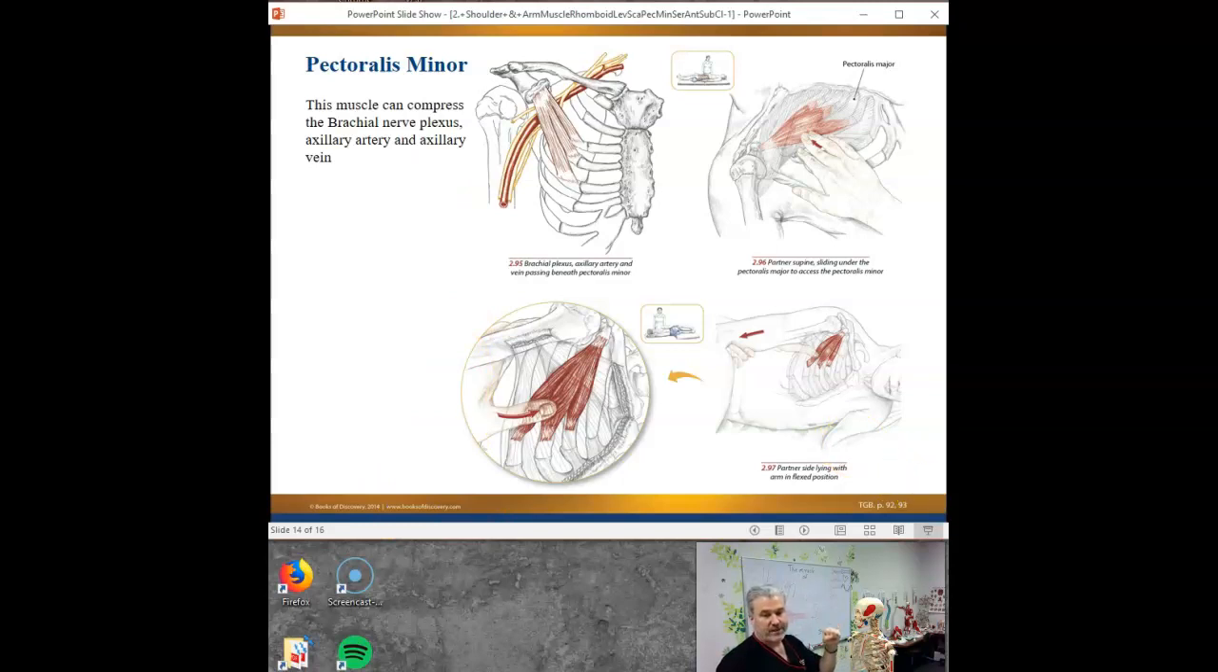Miss Bilotic, this muscle, the pectoralis minor, when it gets tight, can pinch your brachial plexus, which is the nerves that feed your arm, and it can pinch the arteries and veins that feed your arm. So your arm can get cold, you can get numbness, tingling, all that kind of stuff in your arm when the pectoralis minor is tight.